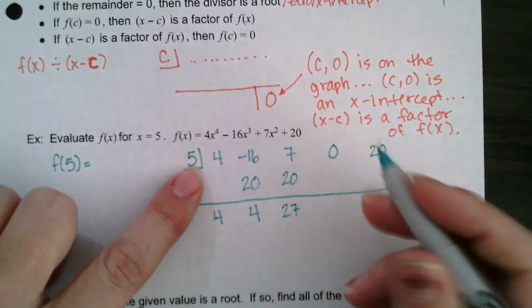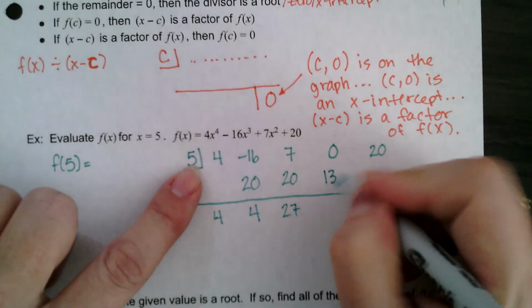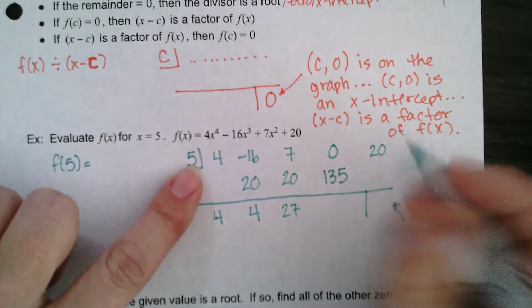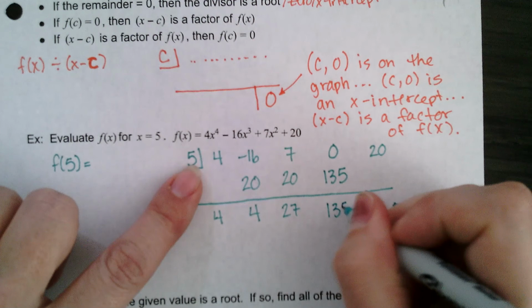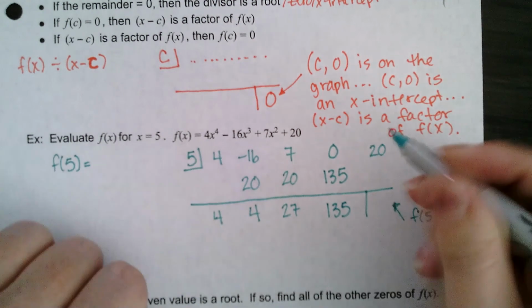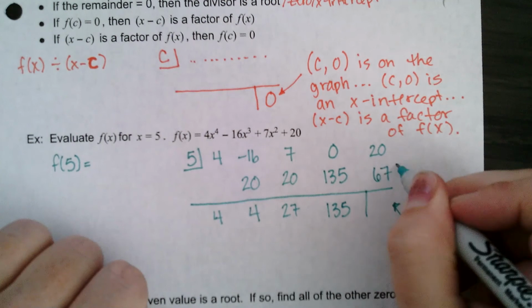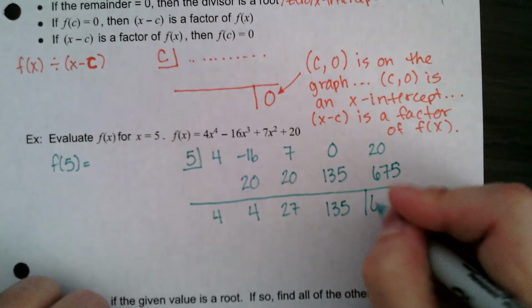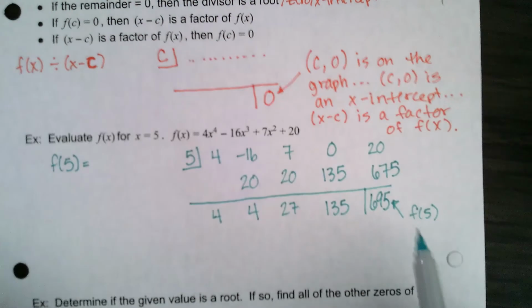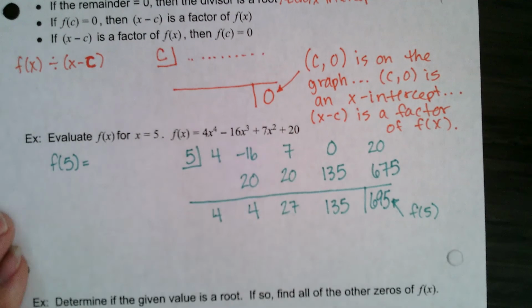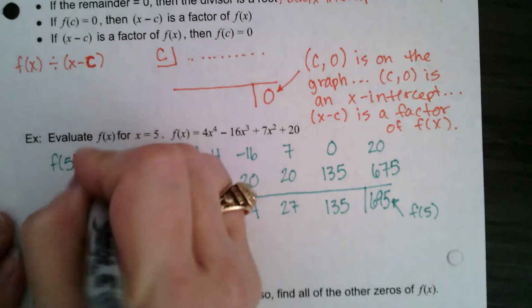Multiply the 27 times 5, which is 135. Add straight down, 0 plus 135 would be 135. And then multiply the 5 times the 135, which is 675. And then I add straight down, so I get 695. So what I get at the end, the remainder, is f of 5. So f of 5 would equal 695.